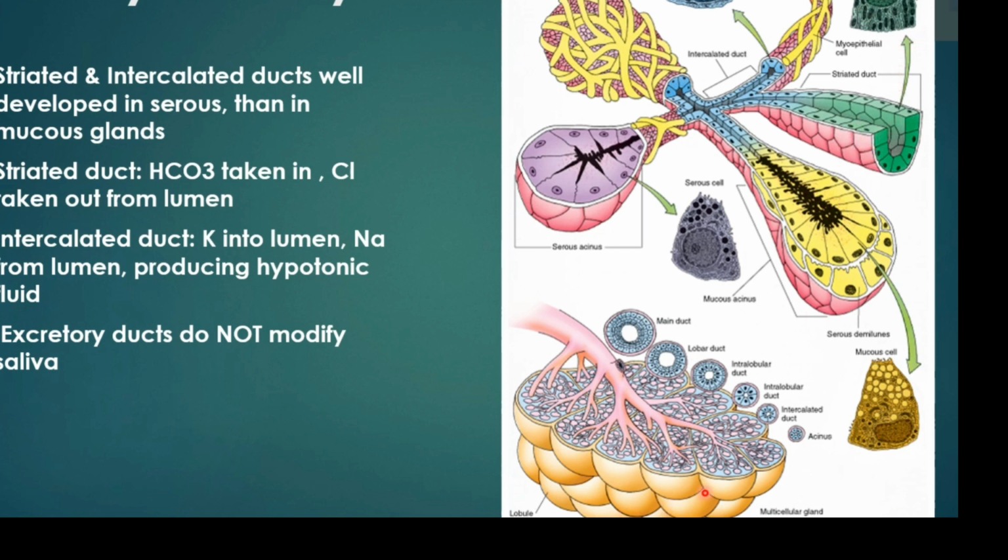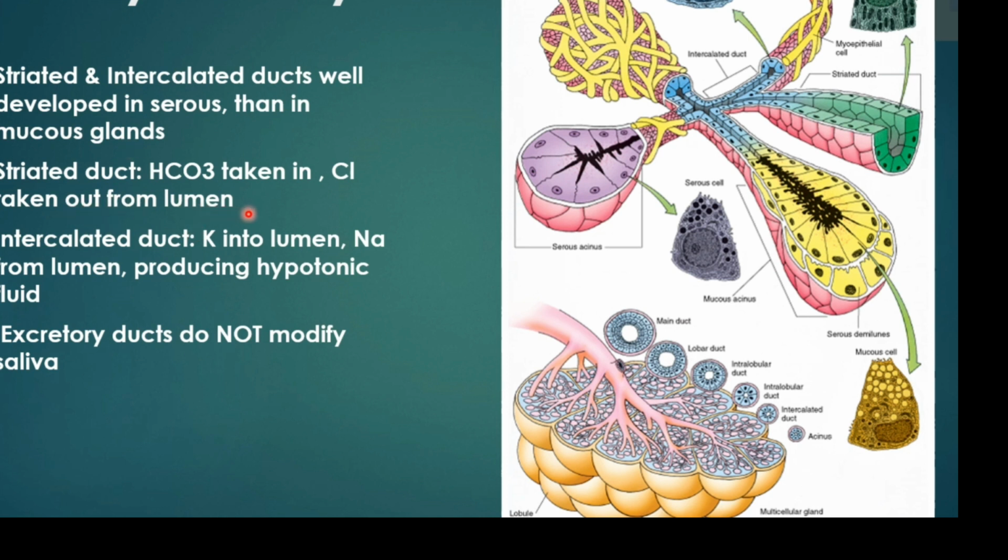In this diagram you can also see these are the acini, and then the acinus, and then the intercalated duct, then the intralobular smaller duct, then the intralobular larger duct, then the lobar duct, and then the main duct. So what we have written is that striated and intercalated ducts are well developed in serous than in mucous glands.